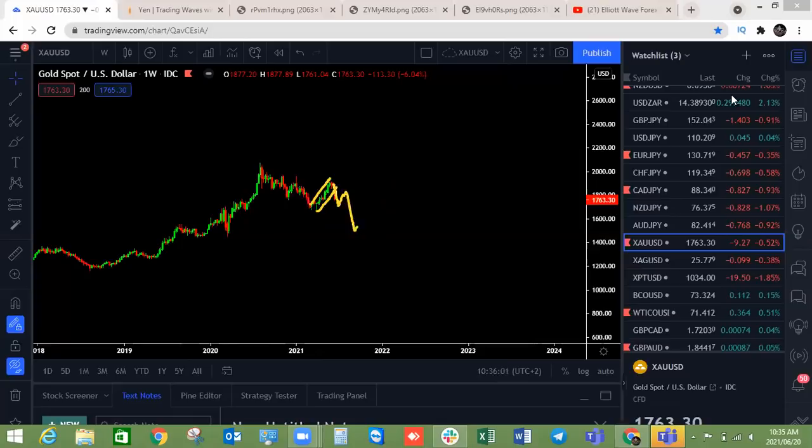Another scenario is that this is a running flat here. Look at that running flat on the weekly, 1, 2, 3, 1, 2, 3 before we push to the upside. Either way, the bias is the same here. We'll just wait for confirmation, but we're looking for downside.